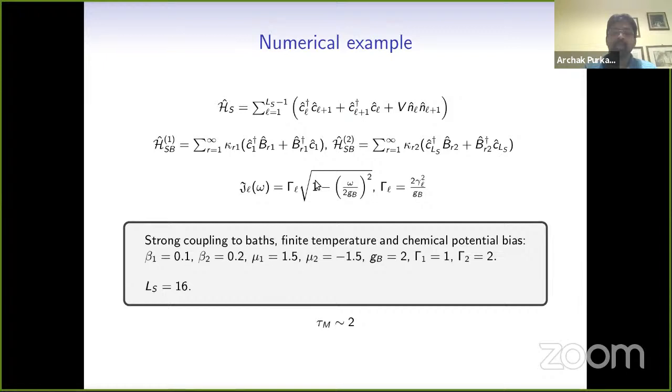So this was the system, and we have strong coupling to the baths, a finite temperature difference between the two baths, a finite chemical potential difference between the two baths, and this GB is taken as 2. The system size is not too small, it's 16. It can be much larger; this is just done for comparison. The memory time can be estimated from the decay of the bath correlation functions, up to when they decay to some 2% or 3% of the initial value, as something like 2. All these numbers are in units of the hopping parameter.